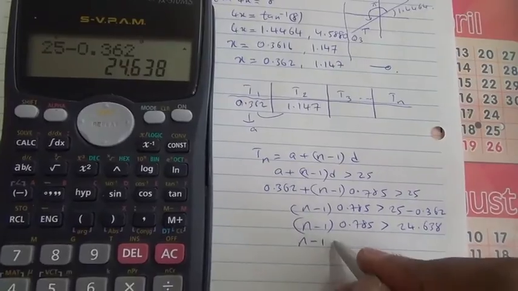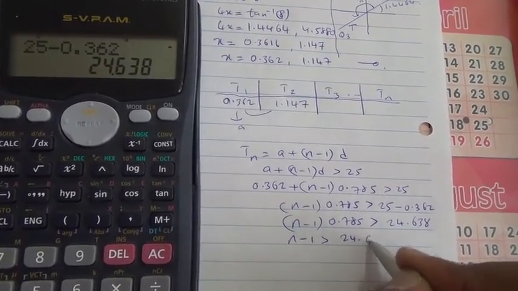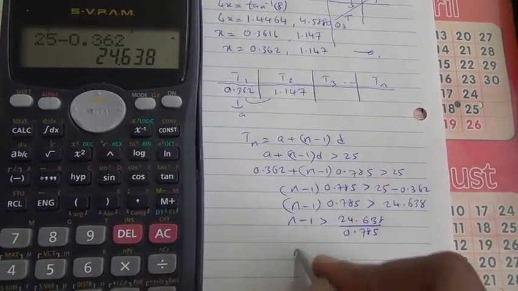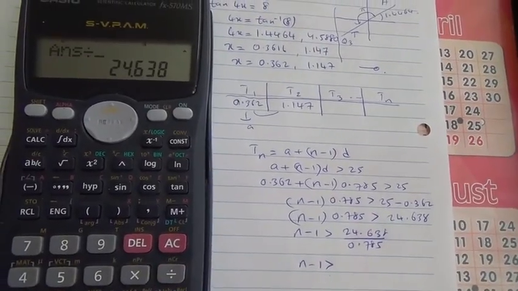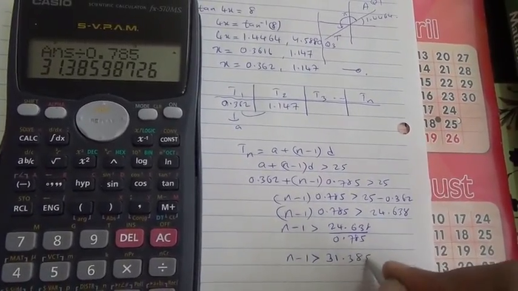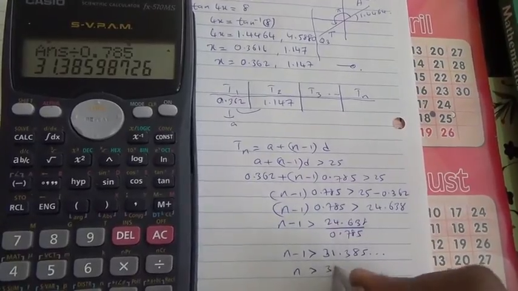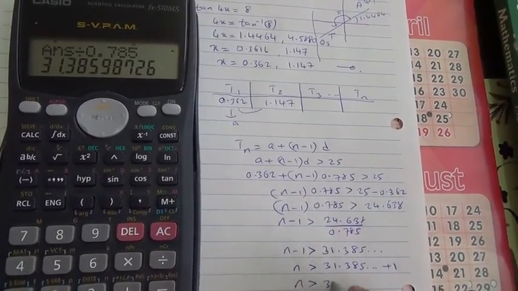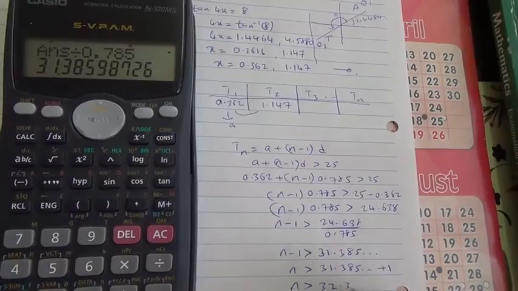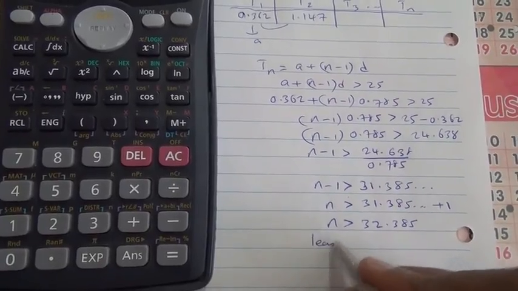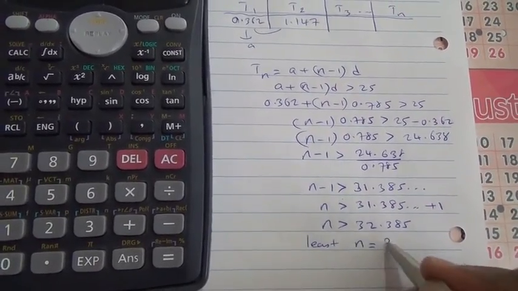So n minus 1 is going to be greater than 24.638 divided by 0.785. n minus 1 is greater than 31.385 something. So n is greater than 31.385 plus 1, n is greater than 32.385. Okay, and therefore the least value of n is going to be 33. Here we are for the second part of the question.